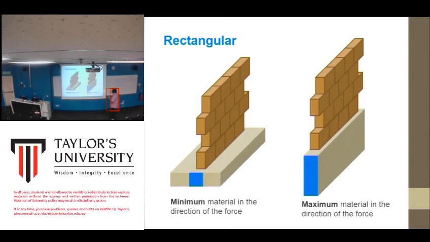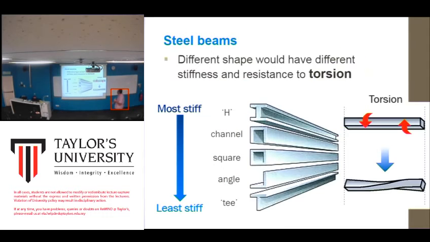And then if you put the beam on a flat surface, of course there is minimum material in the direction of the force, so the beam will not be strong enough to support. It will bend. If you put it flat, versus on edge, of course on edge it will have a maximum area to support this wall.